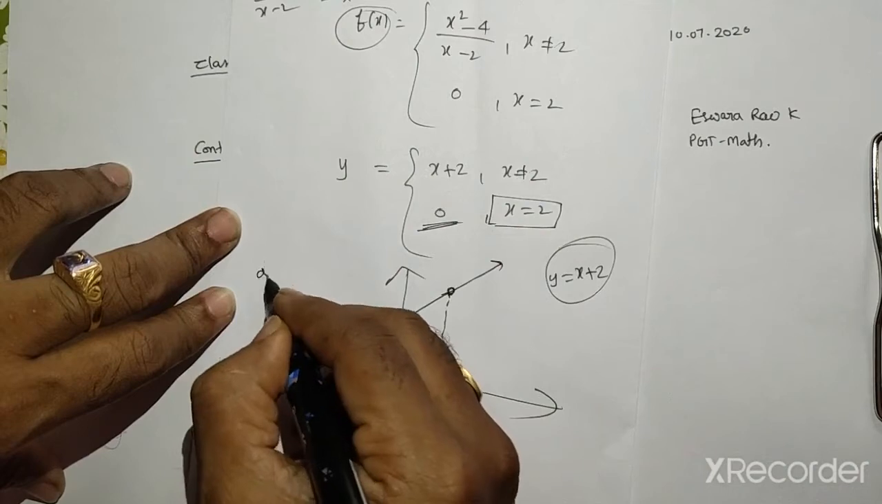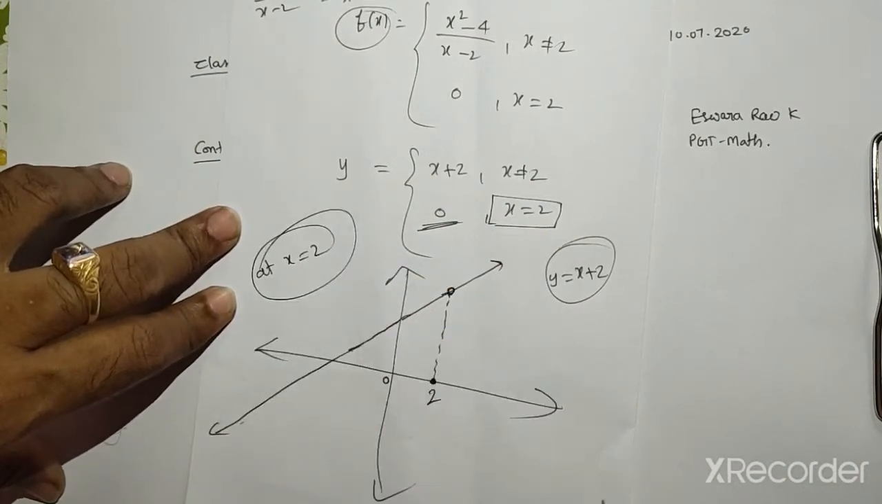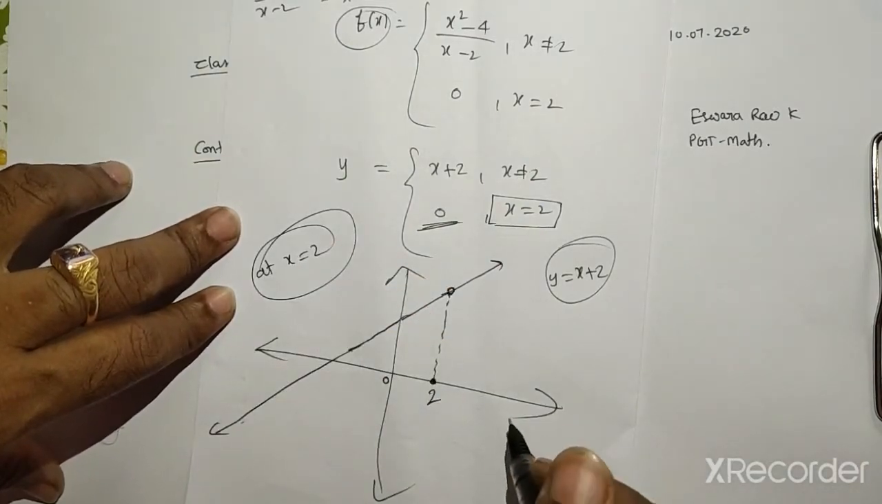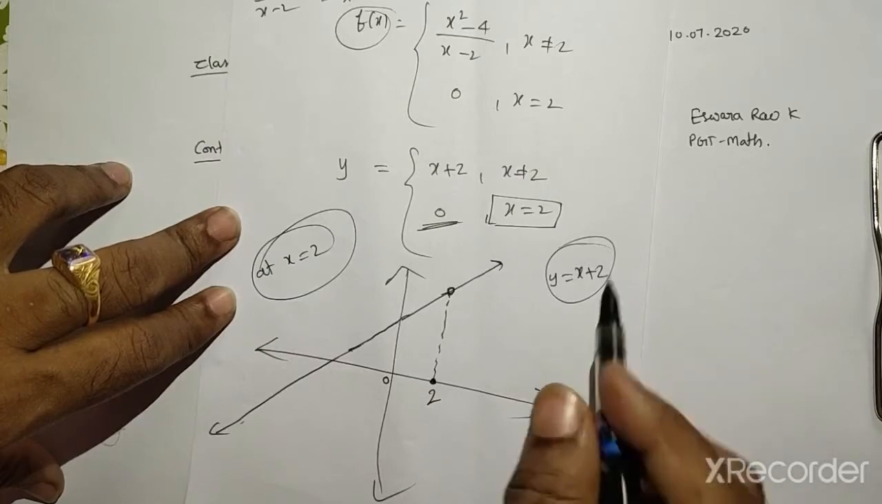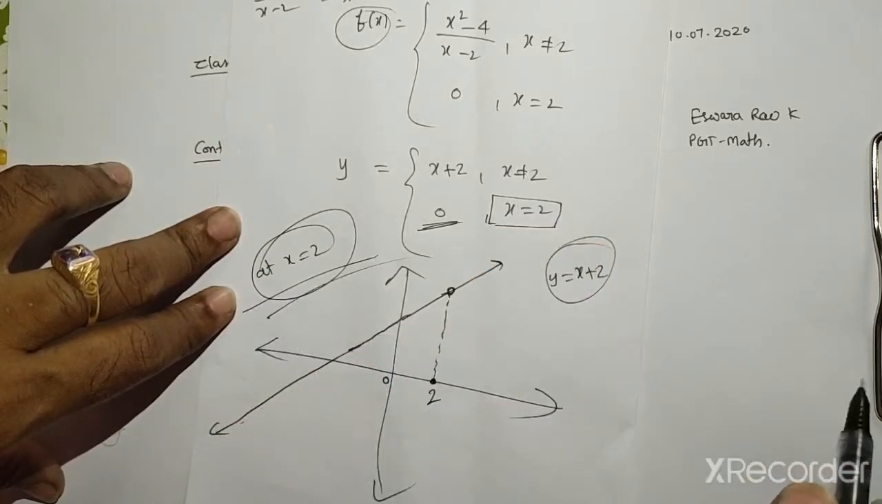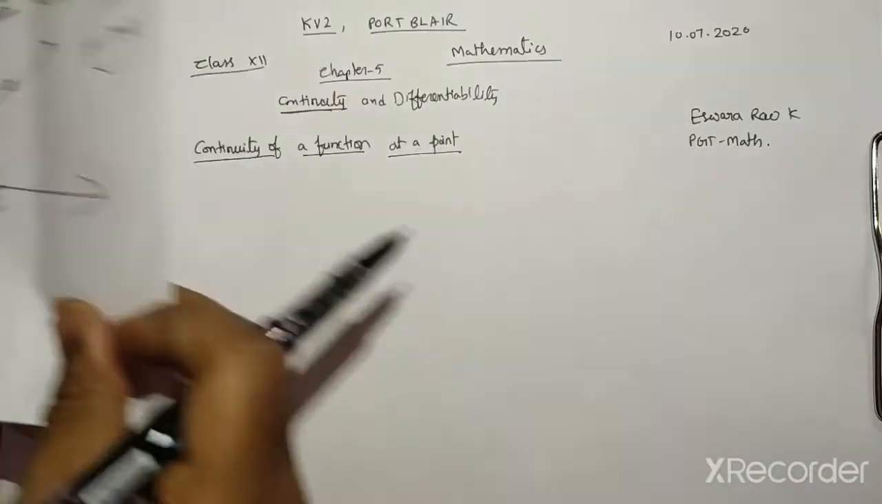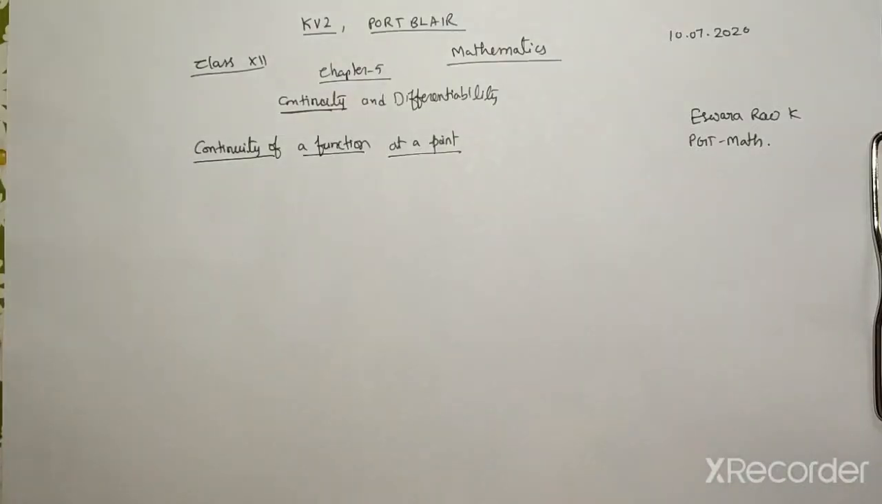At x is equal to 2, the function is not continuous. So you can understand that this function is not continuous at x is equal to 2. Okay. Next, one more example I can give you.